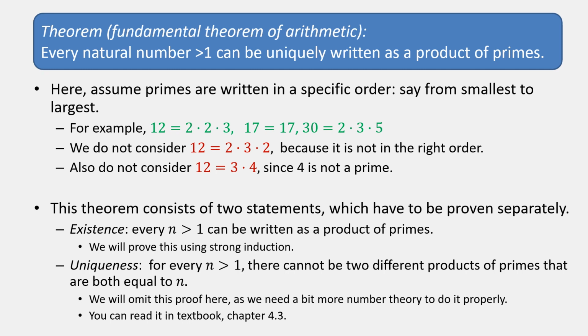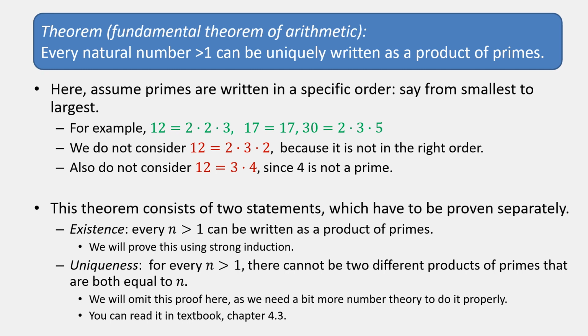And in order to show that every number can be written uniquely, we just need to assume one more thing, that we write primes in a specific order. So, for example, we don't really look at 2, 3, 2 as a way to represent 12. We just consider it equivalent to 2 squared times 3, and that is what we will consider as a proper way of writing, let's say, 12 as a product of primes.